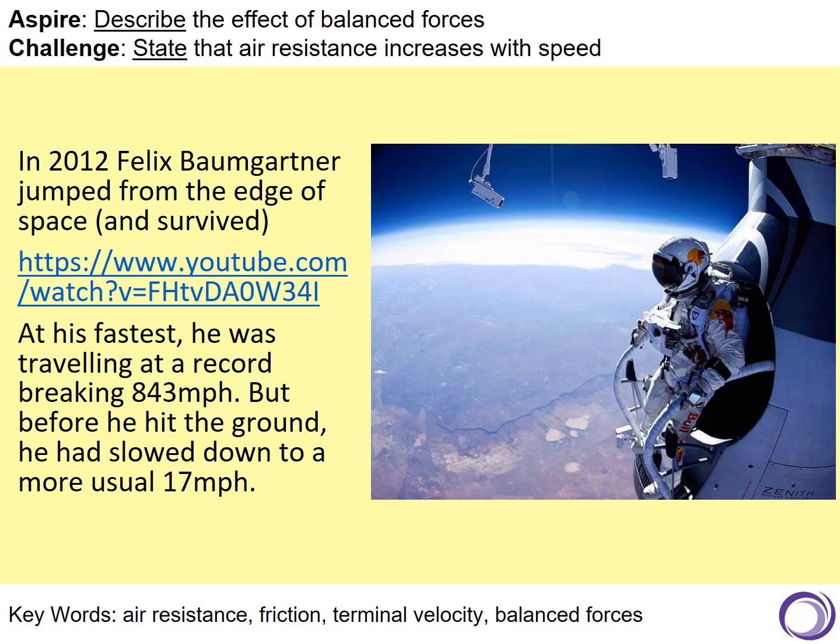possible and still survived. Now, during his flight, he traveled at 843 miles per hour. But obviously, before he hit the ground, he had to slow down to the usual speed of 17 miles per hour. There's a YouTube clip there if you want to have a look at it. It's really incredible. Actually, he loses control a little bit and starts free falling and spinning, but he manages to get himself sorted and pull his parachute, obviously.